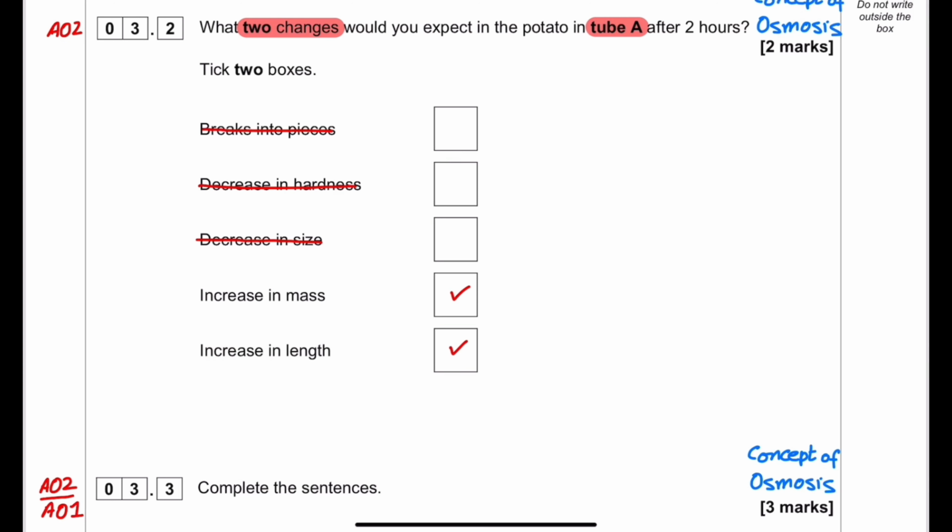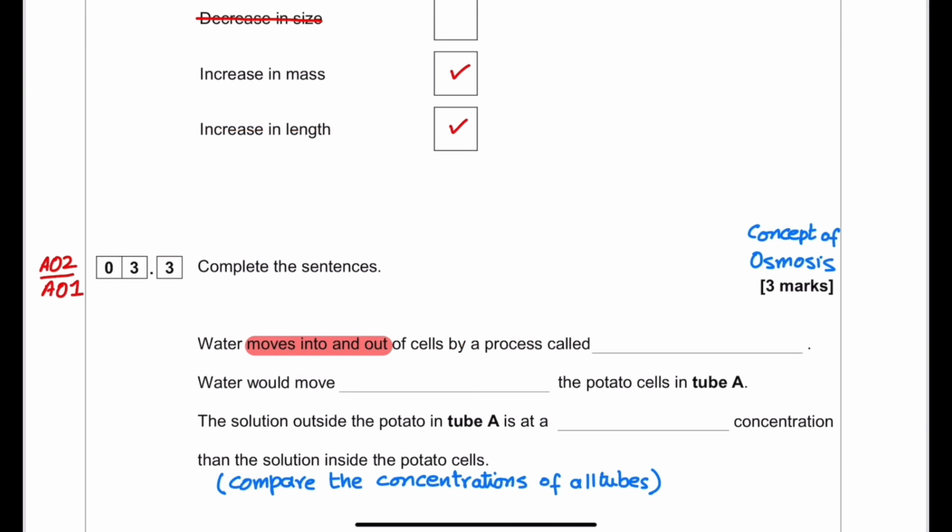Part 3.3 is to complete the sentences which are given below. Water moves into and out of the cell by the process. So it is an AO1 question. So that is osmosis. A lot of the students try to write the word diffusion, but the examiner will not give the mark, because for water you have to write the specific word, that is osmosis.